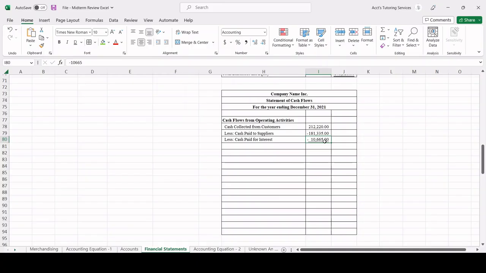So now we can actually calculate it. So simply put, 212,220 plus negative 181,335. I said plus, even though it's less over here, because the negative is already going to subtract it automatically. Plus negative 10,665 gives us 20,220. So this is going to give us now cash provided by operating activities. Now we're going to go over to cash flows from investing activities.